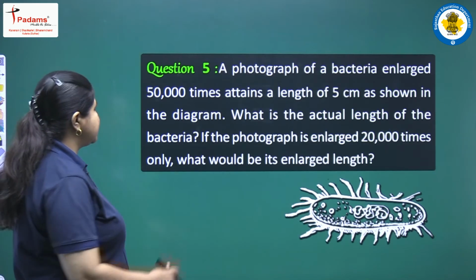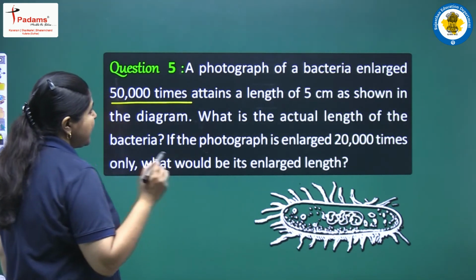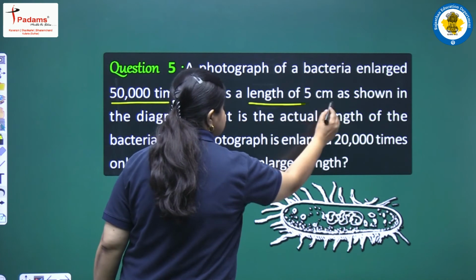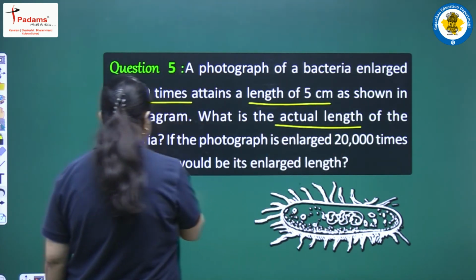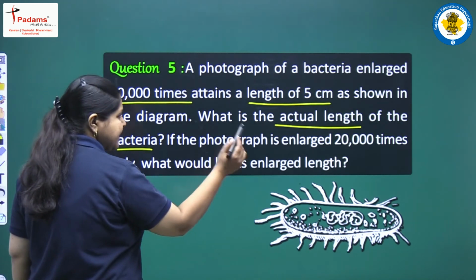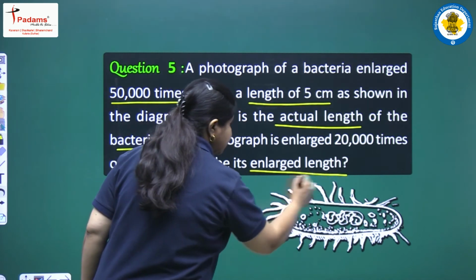Next we take here question 5. A photograph of a bacteria enlarged 50,000 times attains a length of 5 cm as shown in the diagram. What is the actual length of the bacteria? If the photograph is enlarged 20,000 times only, what would be its enlarged length?